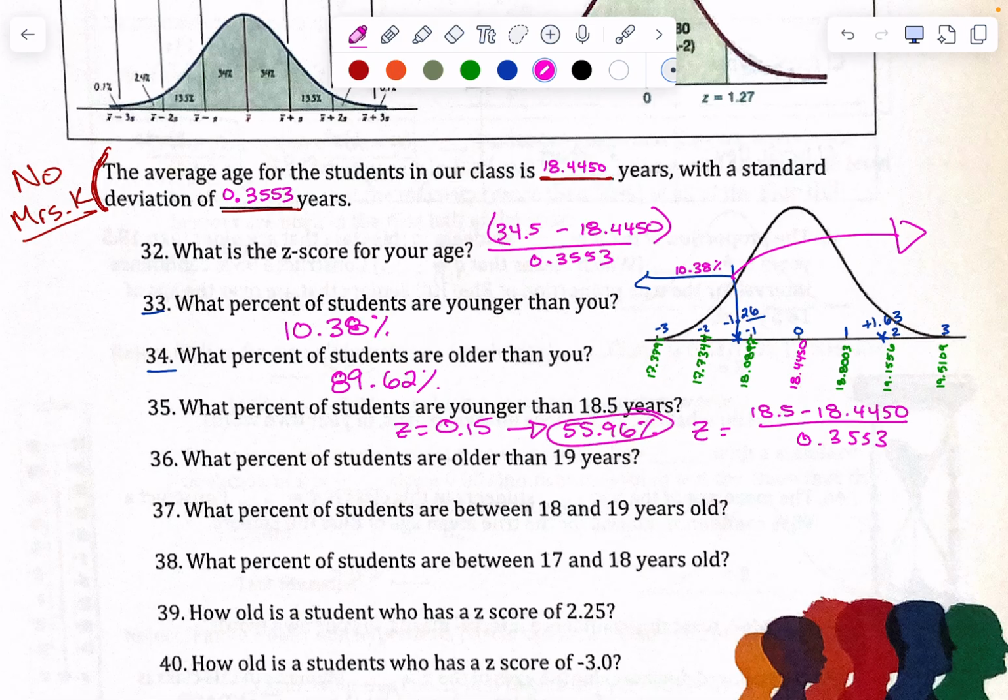What percent of students are older than 19? So we've got to do 19 now instead. But when they ask for older, after we find the Z-score and look it up on the chart, we're going to have to subtract it.